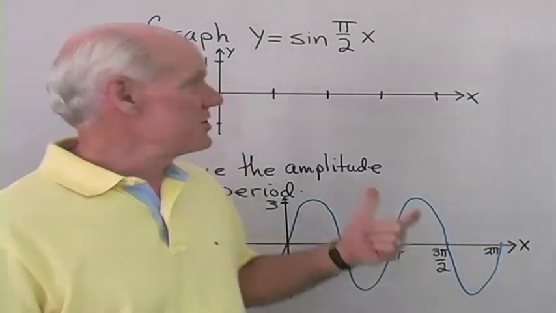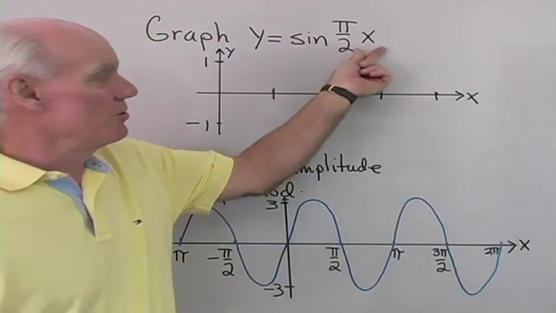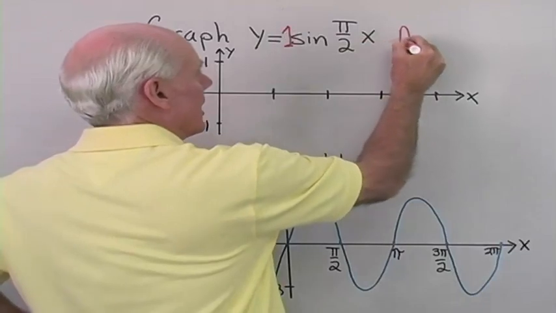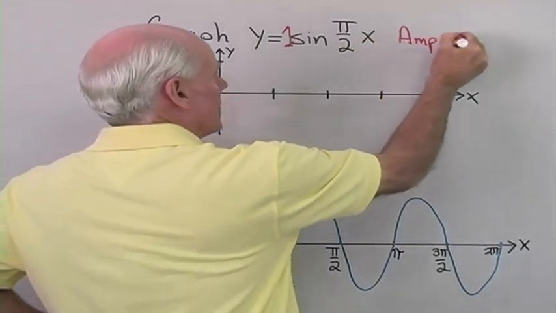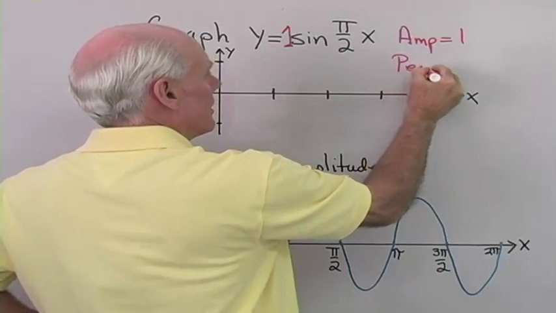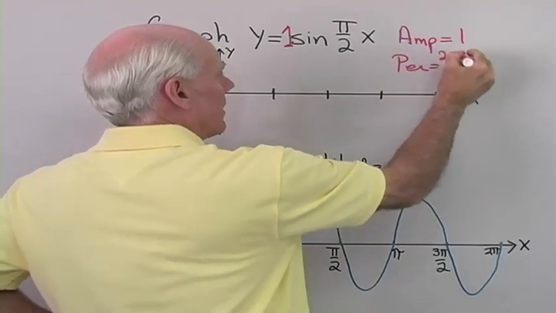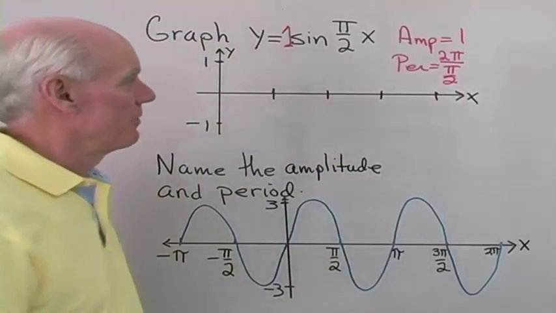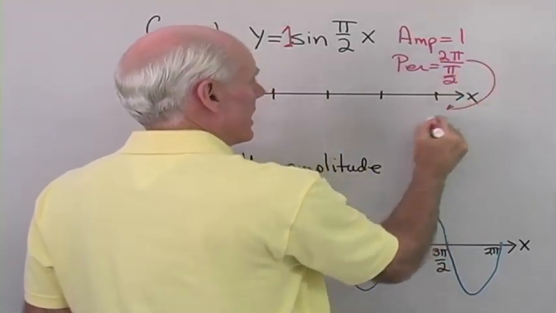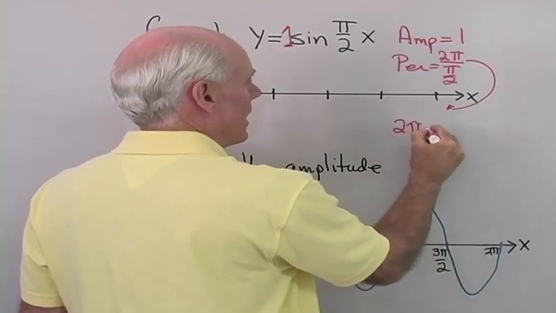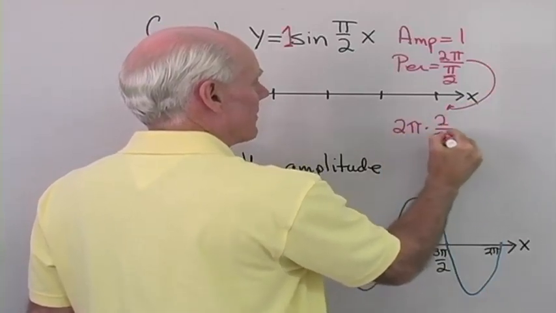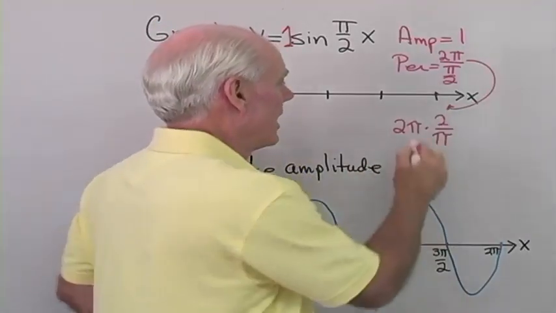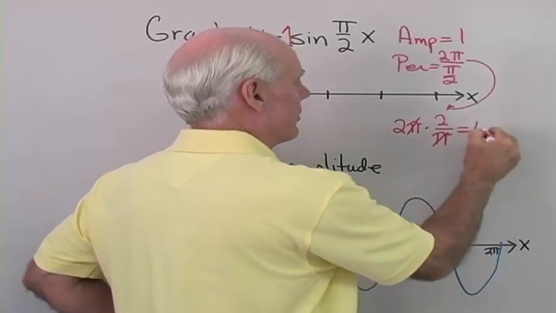Okay, first we want to graph this equation, y equals sine pi over 2x. Well, I can look at this and see that there's a coefficient of 1 there, so my amplitude will be equal to 1. My period will be 2 pi divided by pi over 2. So 2 pi divided by pi over 2, let's see, that's going to be the same as 2 pi times 2 over pi. Instead of dividing by pi over 2, I multiply by its reciprocal, 2 over pi. Those numbers divide out and I end up with 4.